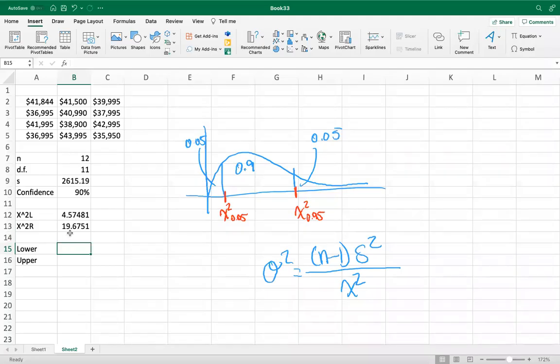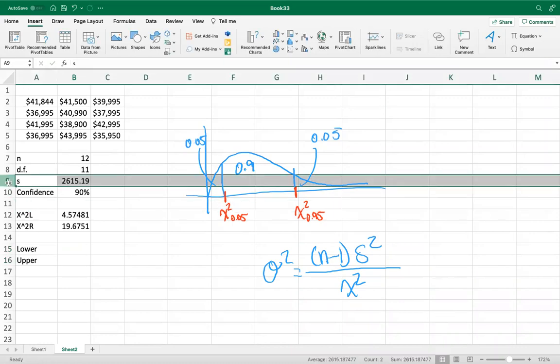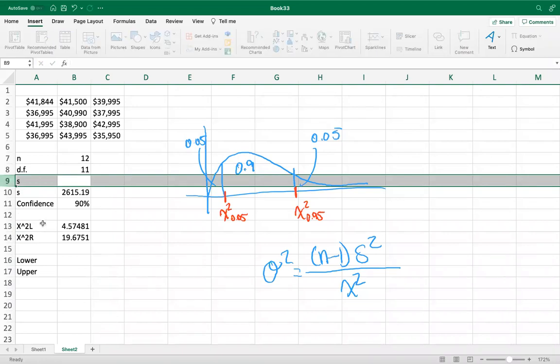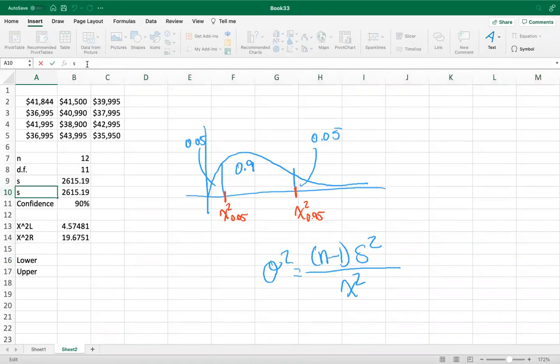All right, so now for the lower bound, what we're going to do is divide by the larger number. So we're going to divide by chi-squared right. So equal to our numerator versus denominator. The numerator is our degrees of freedom times s squared. Let's just fix this here. Let's get s squared here. I should have fixed this part. S, we'll say s squared. This is going to be equal to this value squared. All right, there we go.